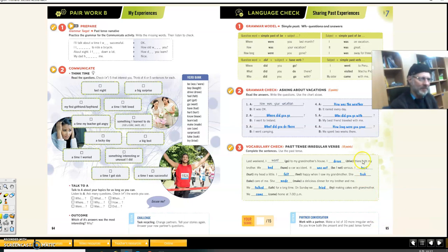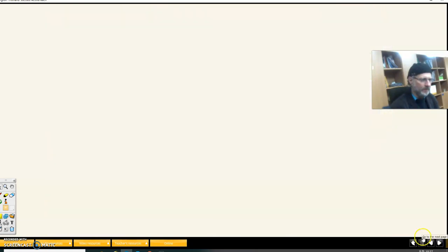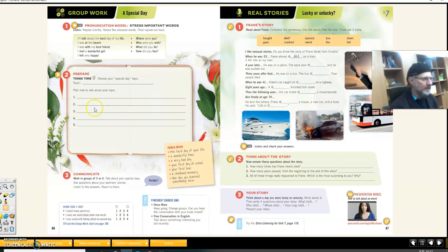Every unit has a page similar to this where you can take a quiz. All right, let's move forward. All right, so the next page is a group work exercise. So we're not going to do that. We're going to do it possibly later on in the semester. So have a look at page 67.